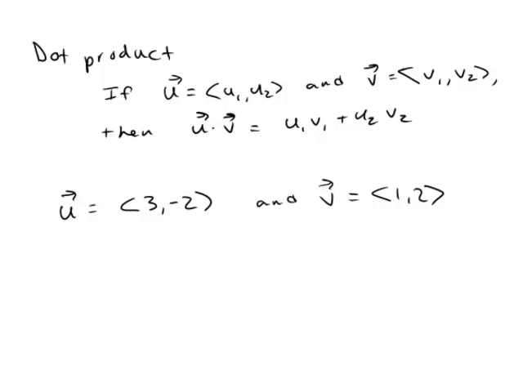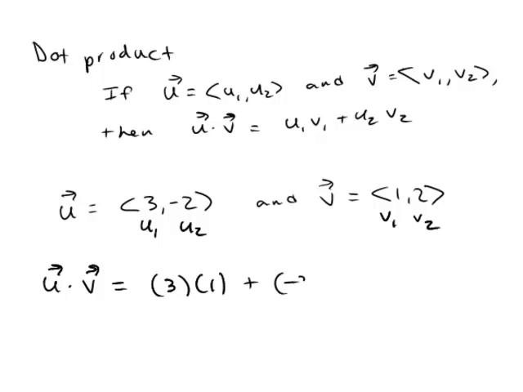Okay. So, just as an example, here are two vectors, u and v, and so here, let's say this is u1, this is u2, and here's v1 and here's v2. So the dot product u dot v is going to be equal to 3 times 1 plus negative 2 times 2. And so we get 3 minus 2, which is going to be negative 1. And it's that simple. It's very easy to find the dot product.